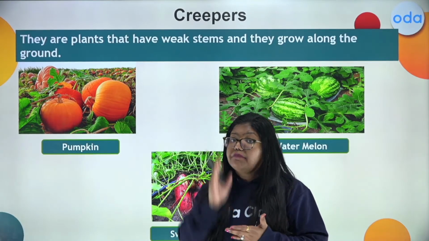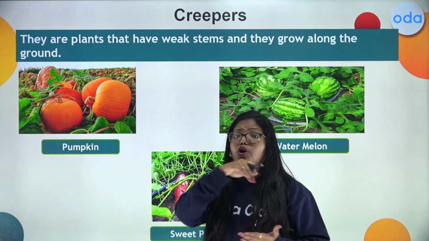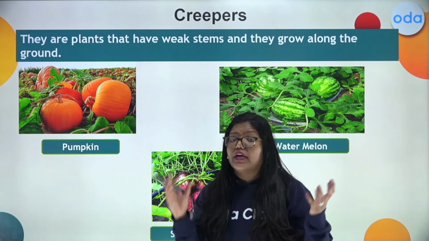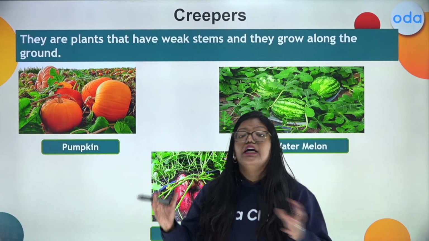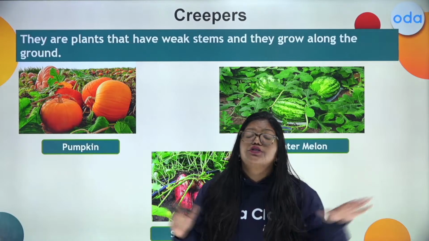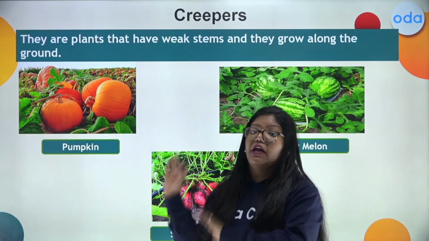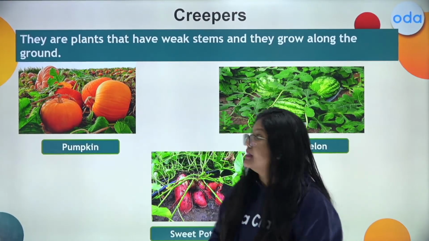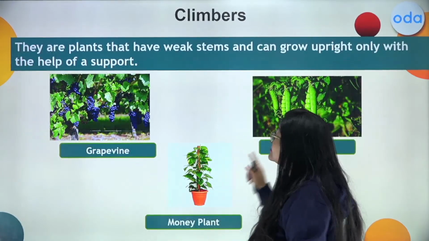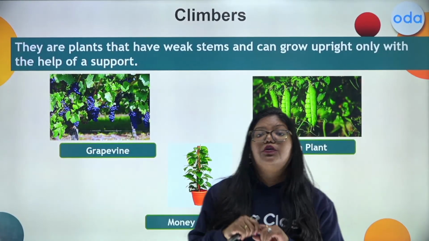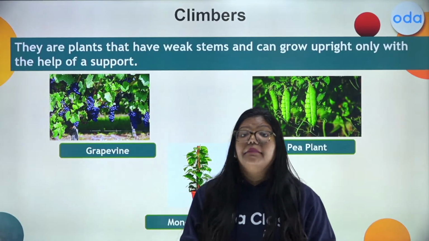They neither grow up straight, nor do they grow below the soil. In which kind of way do they grow, children? They grow along the ground. Which is why we call these plants creepers. Is that clear, children?